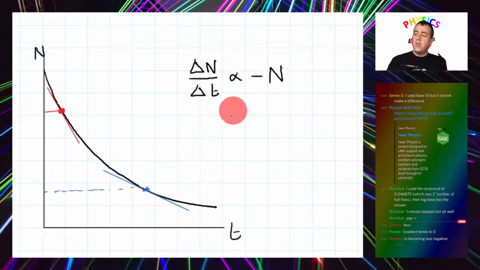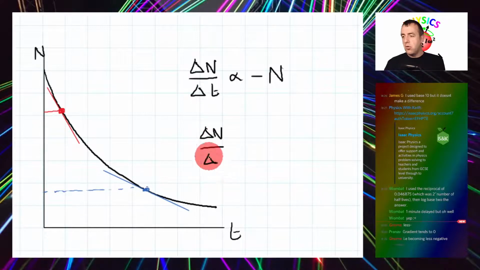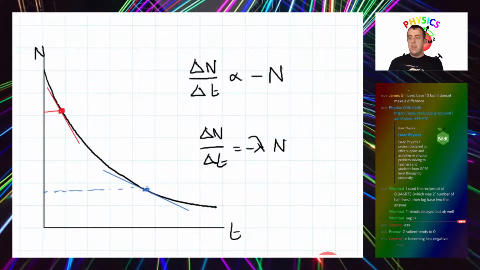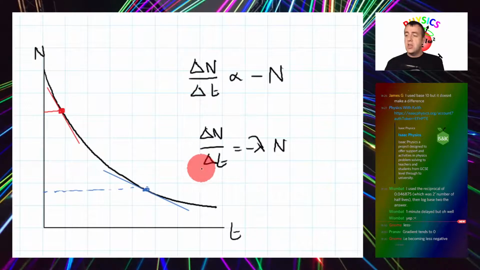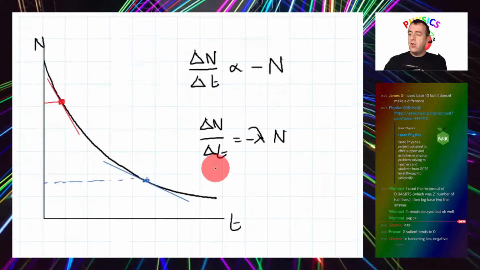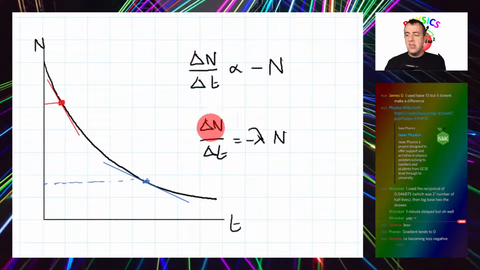So what I'm going to do is, first of all, get rid of this proportionality, replacing it with a constant of proportionality. That's now equal to minus lambda n, just like that. And the next thing I'm going to do is say, well, look, it's a constant curve. It's not stepping down, it's constantly changing. And so I have to smooth out these large changes by making the interval as small as possible, infinitesimally small.